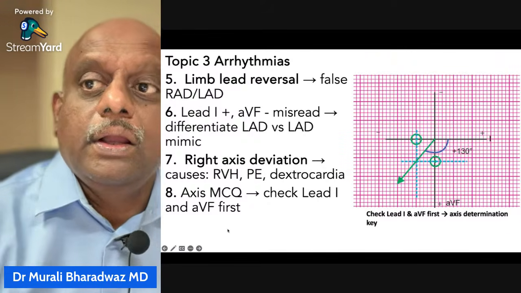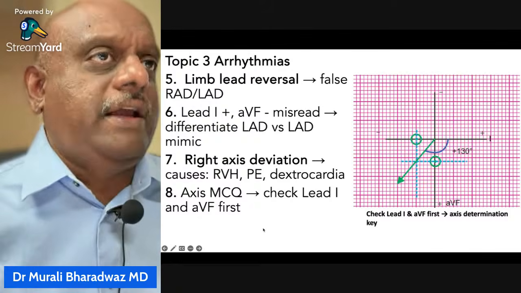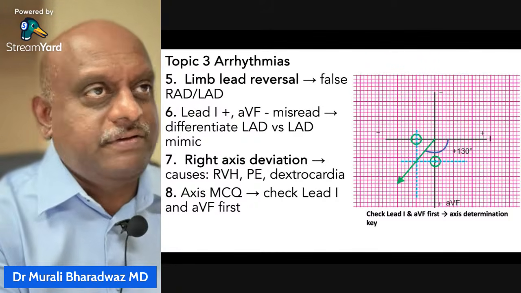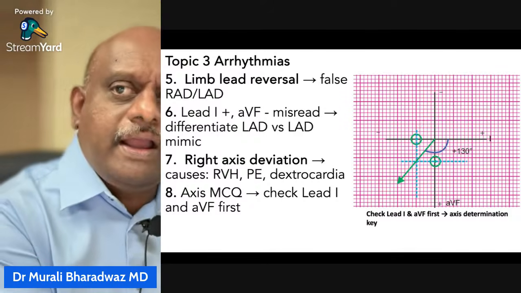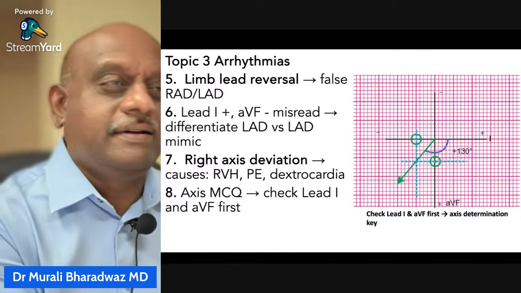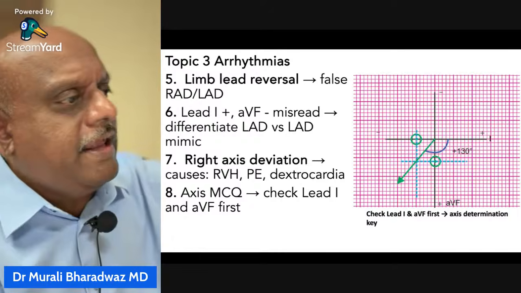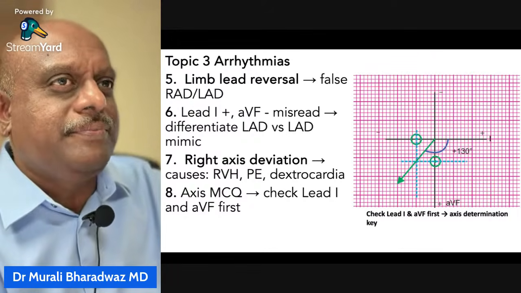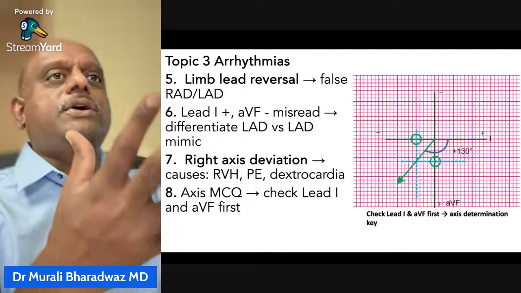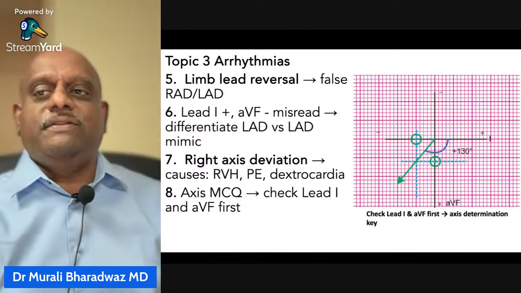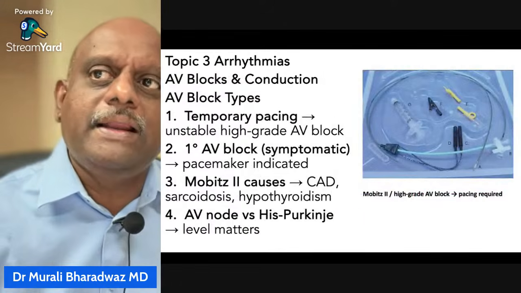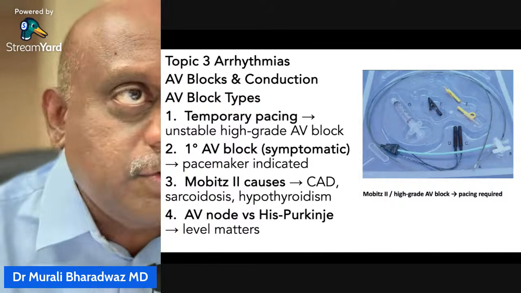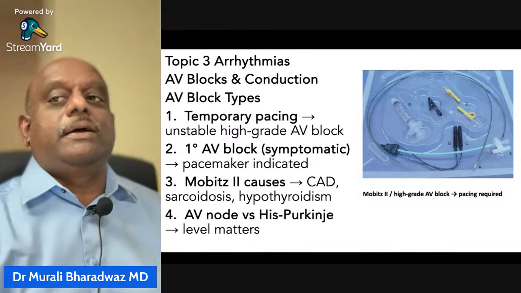Now, what are the causes of right axis deviation? So always remember, LVH, left axis deviation. RVH, right axis deviation. Then anything putting pressure on the right ventricle, like pulmonary embolism, dextrocardia, they also can lead to right axis deviation is what you need to basically remember. Right? Now you need to know a bit about the AV block.